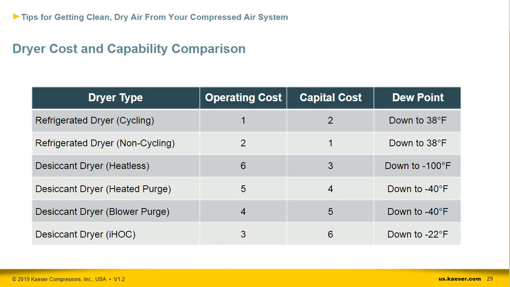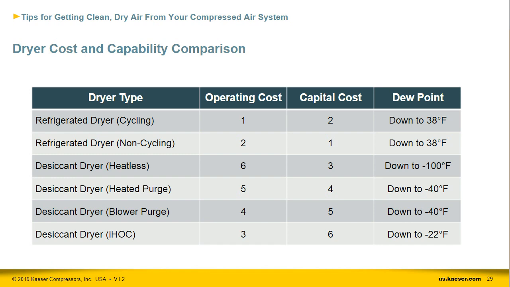Purchase price and operating costs are important, but at the end of the day, you need a dryer that can do its job and provide you with the air quality you need to do yours. Refrigerated dryers typically provide a dew point of approximately 38 degrees Fahrenheit, which is well above freezing. Refrigerated dryers are followed by IHOC dryers, which provide a minus 22 degree Fahrenheit dew point, which are then followed by heated purge and blower purge desiccant dryers at minus 40 degrees Fahrenheit. The absolute lowest dew point is generated by heatless desiccant dryers with minus 100 degrees Fahrenheit.